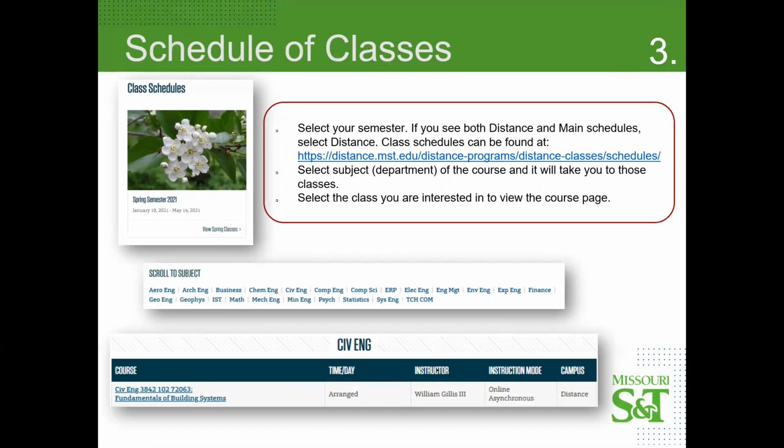So once you're there, at the top you can see where it'll say scroll to subject. So we're looking at, say, a civil engineering class. So you'd click on Civil Engineering, and then it'll take you down to that department subject. Then you would click on the class. So we're going to click on Civil Engineering 3842.